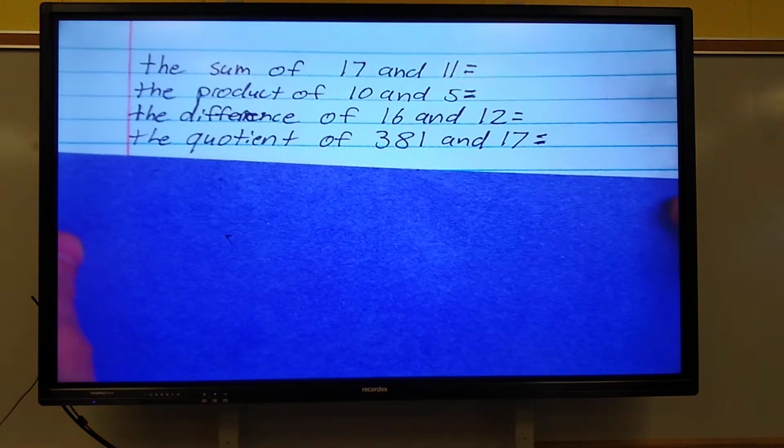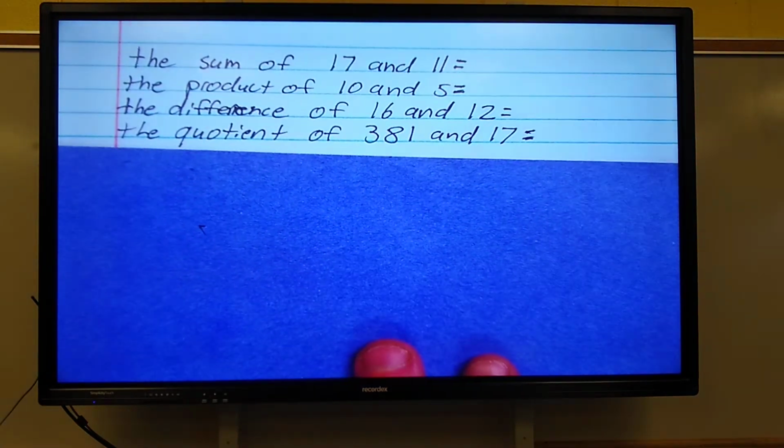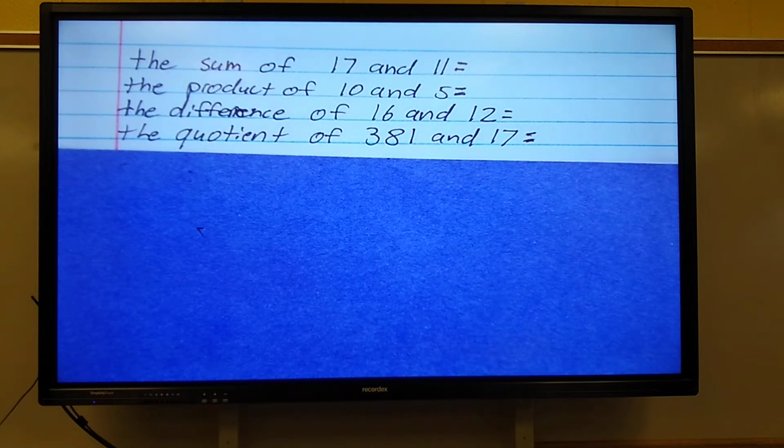Little fifth graders, we shall continue our review today with numerical expressions. I want you to write these numerical expressions. Pause the video and do that now. It shouldn't take long.